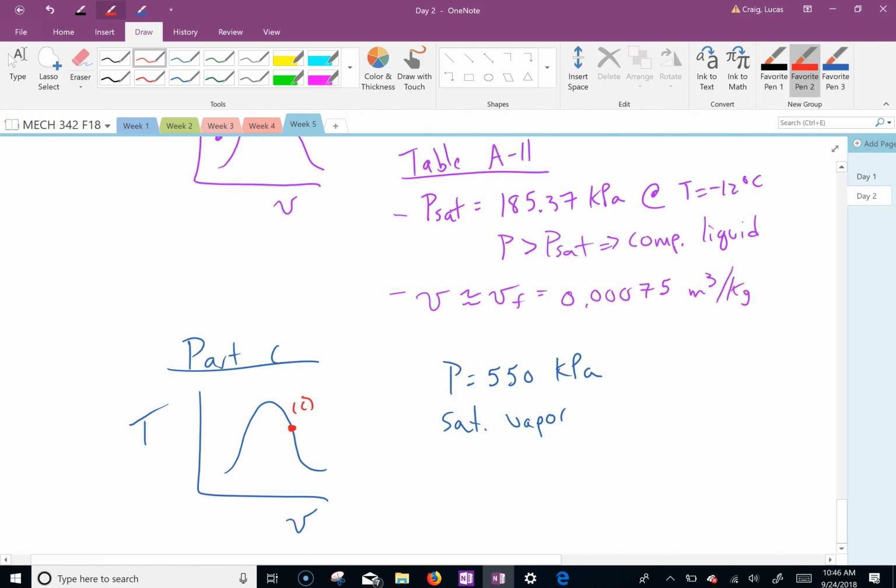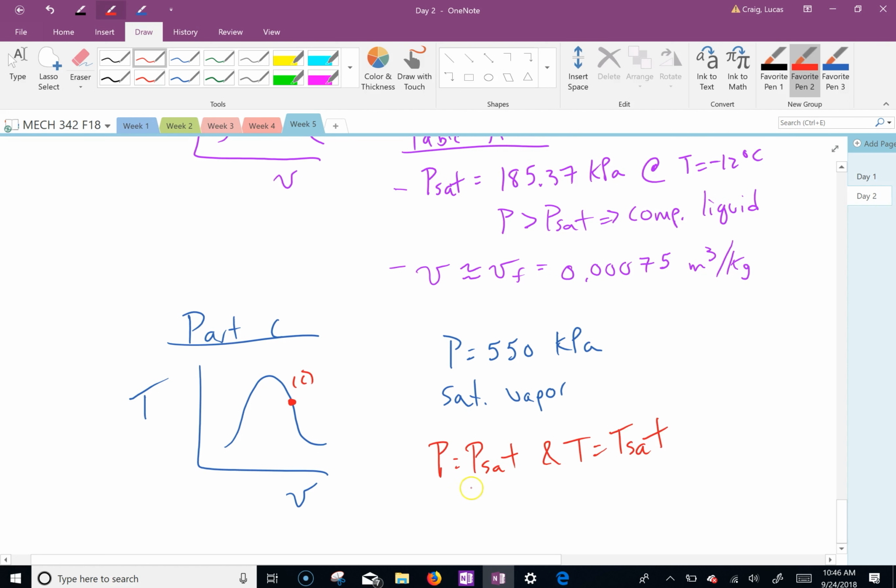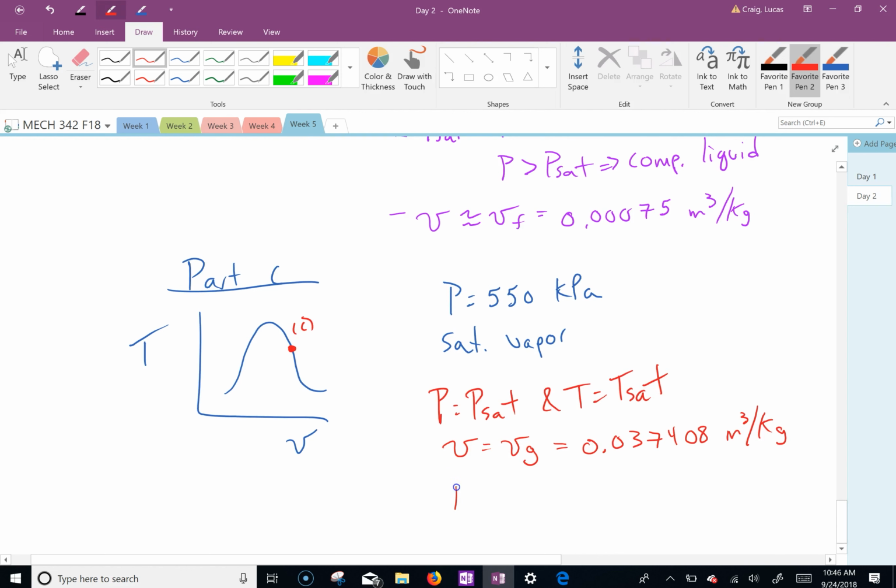So the first thing is, if we're on a line, either right or left, what's your pressure? Constant, and they're saturated, right? So P, just for reference, is Psat, and T equals Tsat. And V is VG. I'll give you this value, and we'll go to the tables. And T is 18.73 degrees C.